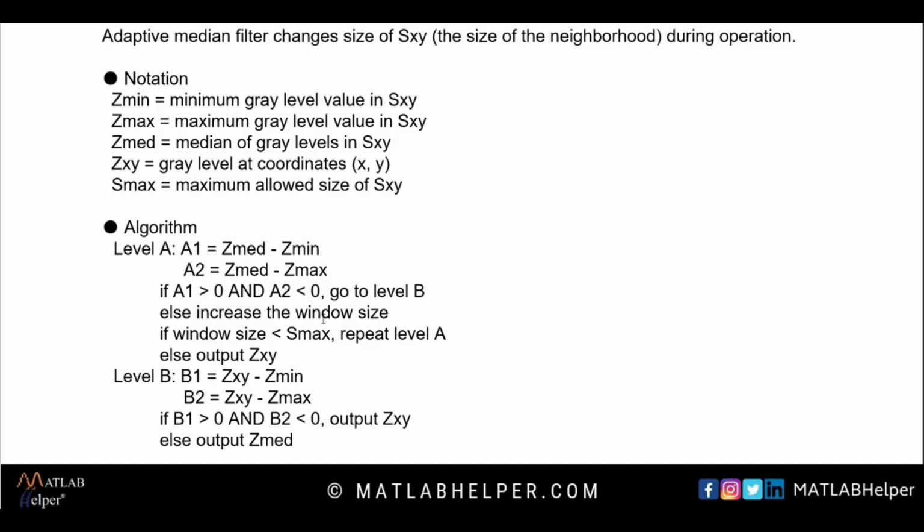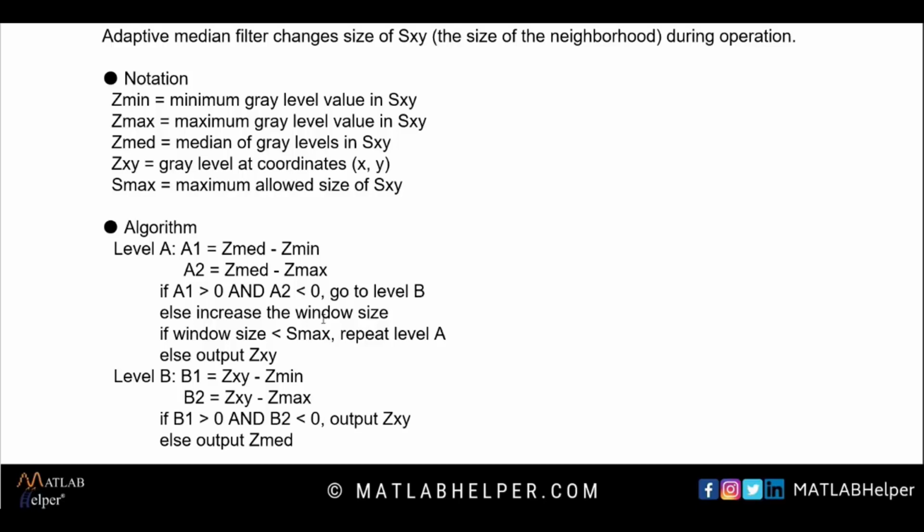Moving on to the next level, level B, where we find out whether the center pixel zxy is greater than the minimum zmin as well as less than the maximum zmax. When this is true, then we can say that zxy is not an impulse noise and is noise free, so it retains its value. Else, the output would be Z median.